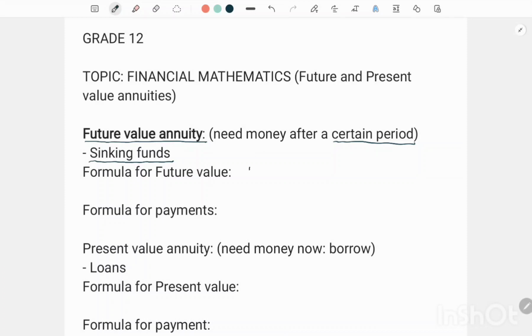The formula for it is FV, future value, is equal to X times (1 plus i) exponent n, minus 1, all over i. That is the formula. X represents your monthly or quarterly payments, it depends. Your i, just like in simple interest and compound interest, is your interest. Then n is the period.